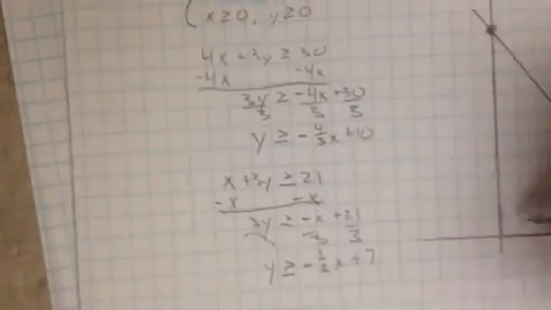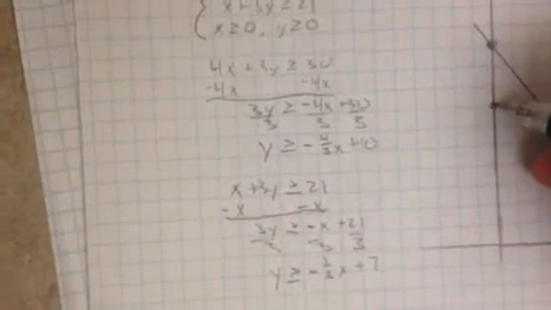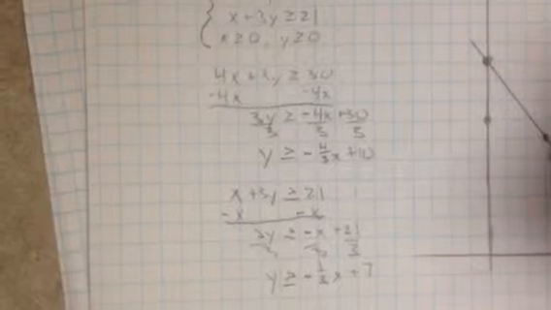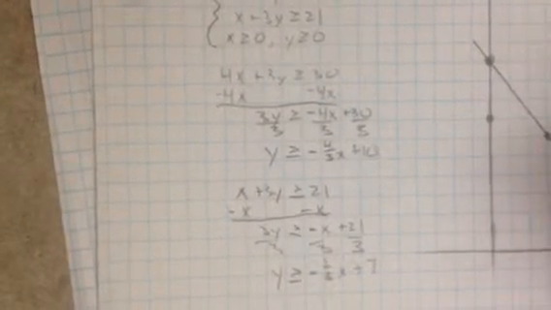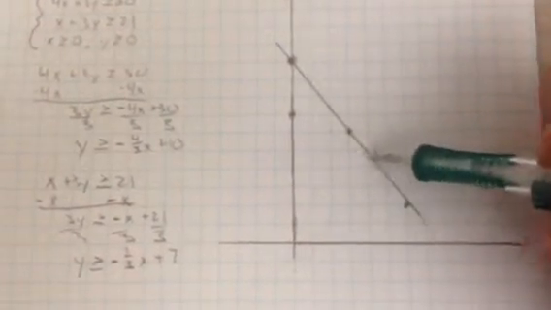Again, now I have a y-intercept, 1, 2, 3, 4, 5, 6, 7, and a slope, down 1 over 3. Down 1 over 3, down 1 over 3. So now I'm going to draw this line.